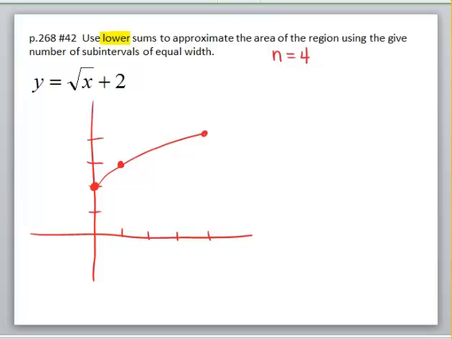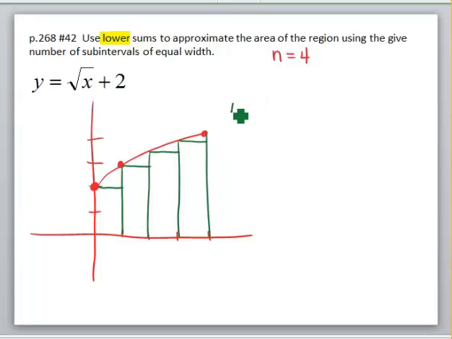So what I'm going to do is actually draw in those lower sums. Since I'm just going from 0 to 4, my width of each rectangle will be 1, so I'm going to go ahead and draw in the width of 1. And since I'm using lower sums, I want to make sure all my rectangles are below the curve. Notice if I draw from here to here, that would be above the curve, so I want to be below the curve, below the curve, and below the curve. This will allow me to find my lower sum.